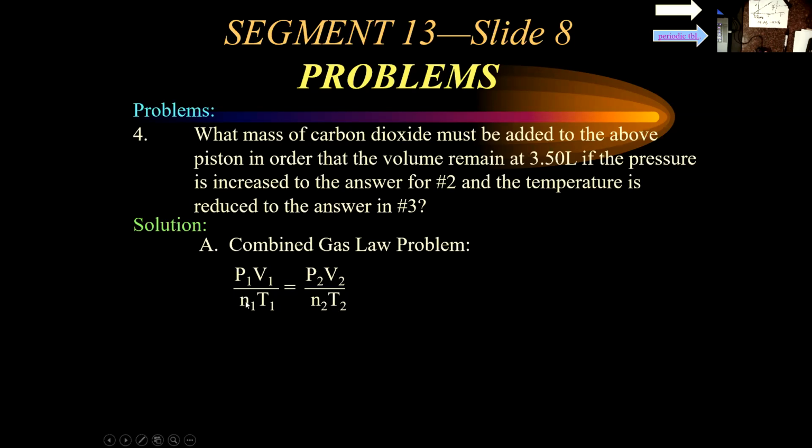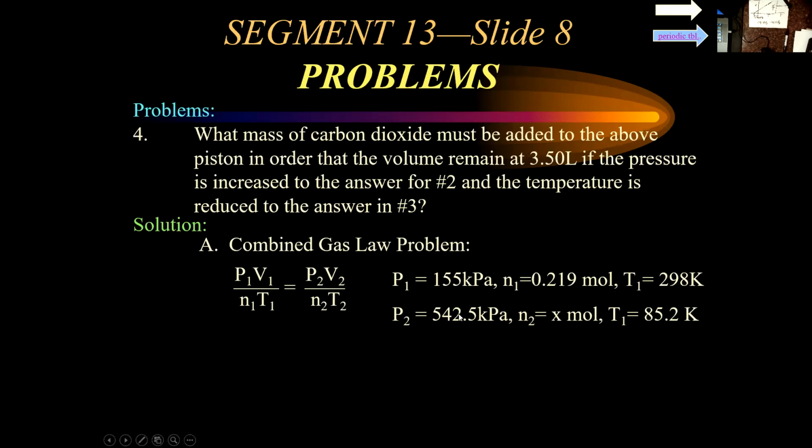If number of moles and temperature are constant, you get Boyle's law. If pressure and number of moles are constant, you get Charles' law. If you have volume and temperature constant, you get Avogadro's law. All right, so I can plug in the data from the problem. These are my initial conditions: 155 kilopascals, 0.219 moles, and 298 Kelvin. These are the final pressure, final number of moles, and temperature.